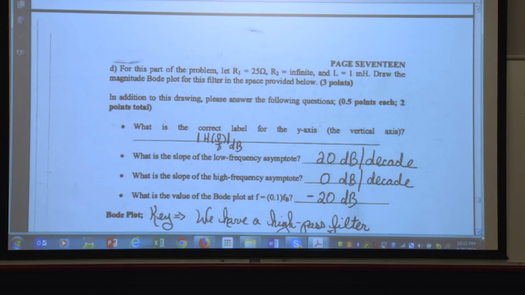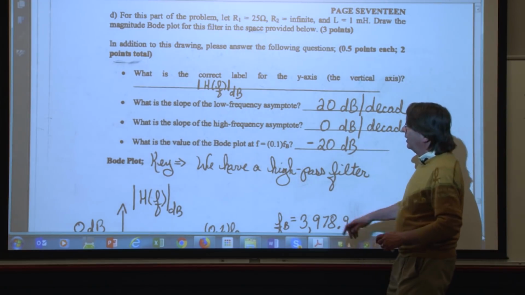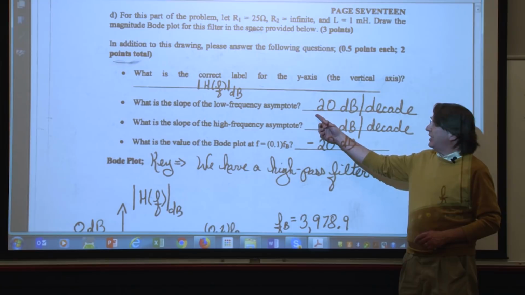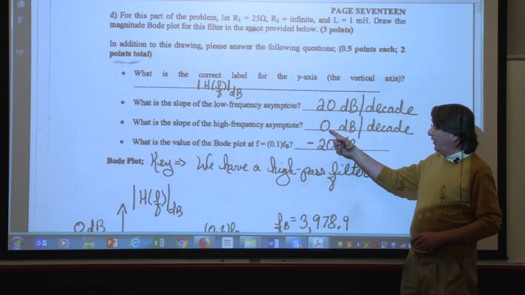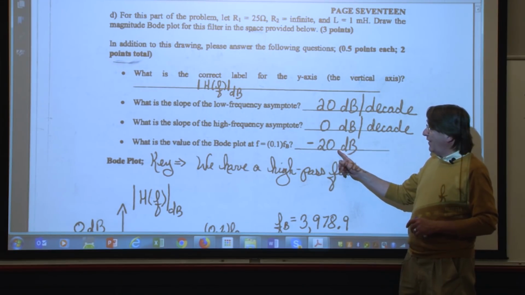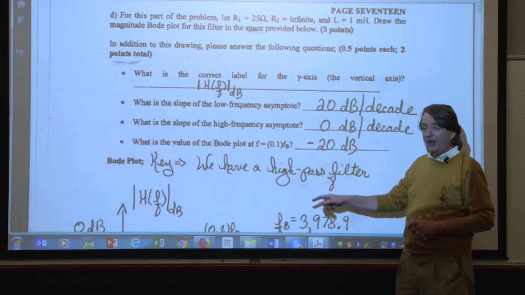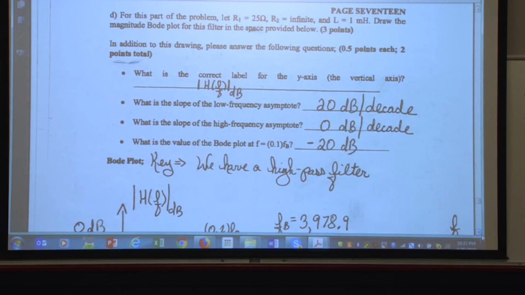Tiger, I think it's a Bode plot next. Yes, a Bode plot. What is the correct label for the y-axis? Magnitude of H of f in dB. What's the slope of the low-frequency asymptote? 20 dB per decade. What's the slope of the high-frequency asymptote? The high-frequency straight line, 0. What's the value of the Bode plot at a tenth of f_B? Minus 20. Let's see if I can draw all this, Alexis, and make sense of it.